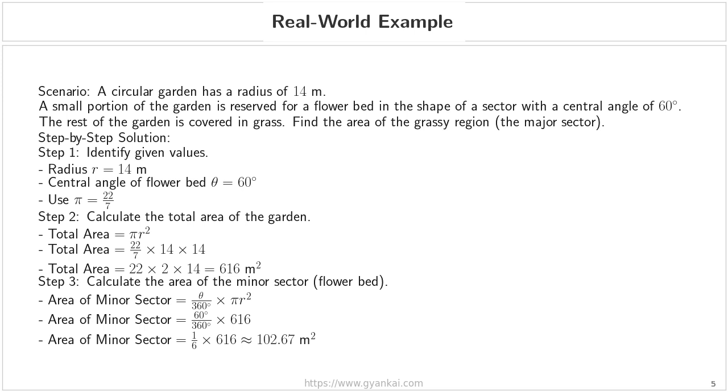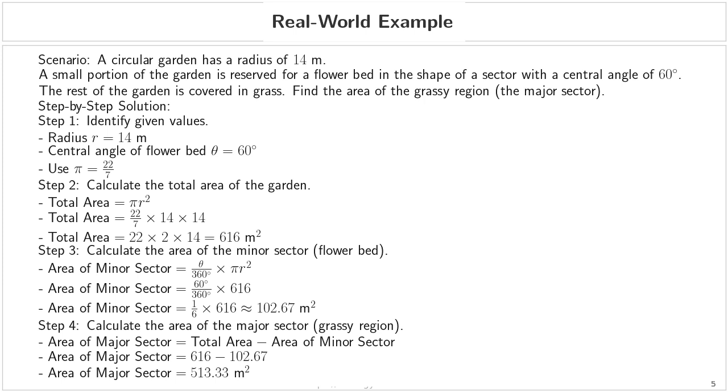Finally, step 4. To find the area of the grassy region, we apply the subtraction method we learned earlier. We take the total area of the garden and subtract the area of the minor sector. So, 616 minus 102.67 leaves us with a final area of 513.33 square meters for the grass.